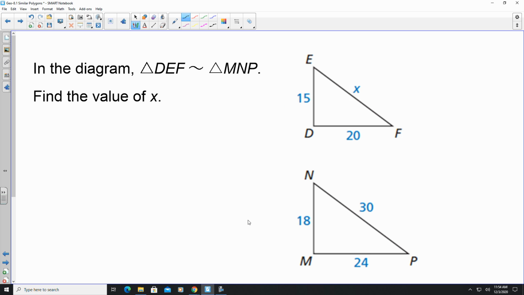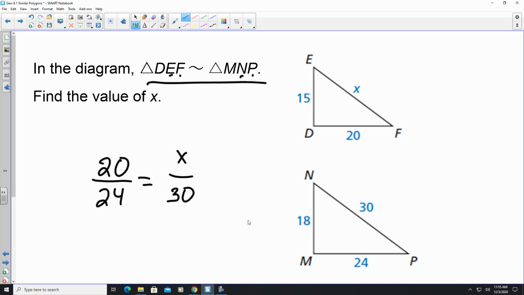So for this example here, they're asking you to find the value of x. Using that statement, you could rewrite this as a proportion. They're telling you that these two triangles are similar because of the similarity statement. So I'm going to look at two measurements that I do know, like DF and MP. I know that one is 20 and the other one is 24. They're corresponding sides, so I can write that as a proportion. It's going to be equal to, my unknown value is EF, that's second and third, so second and third is NP, so that's 30.